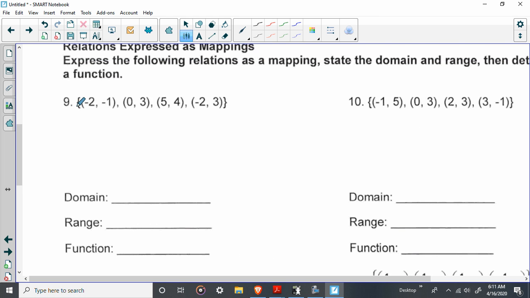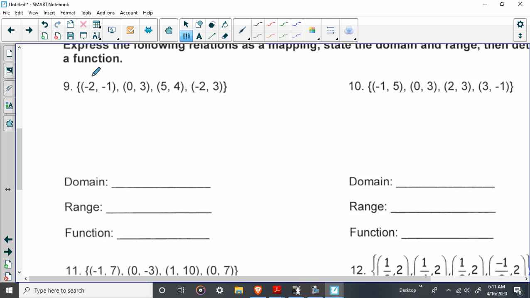Again, for here, what's your domain? Okay, let's talk about your x values. So your domain would be -2, 0, 5, -2, right? So again, let's write that from lowest to highest. We would say your domain is -2, 0, and 5, okay? So that was these numbers.